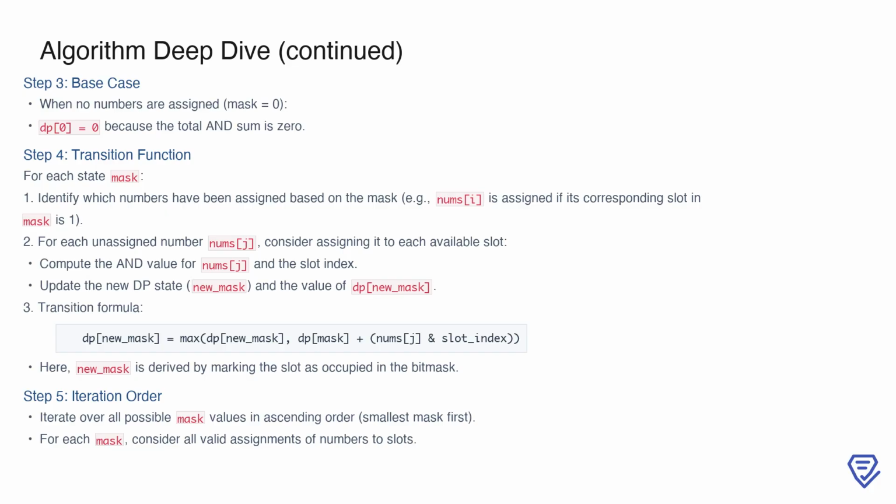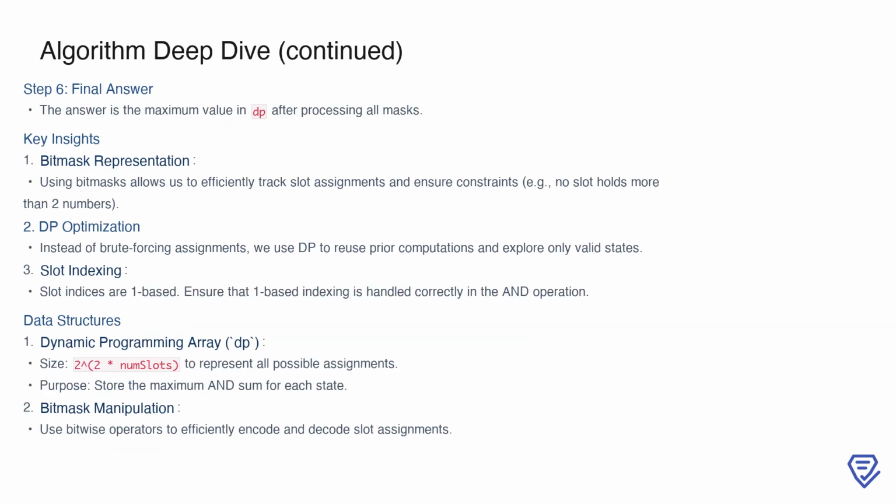This ensures that we are always considering the optimal assignment for each state. To compute this efficiently, we process all mask values in ascending order, ensuring smaller masks are handled before larger ones. This allows us to build up solutions incrementally without revisiting redundant computations. The final answer to the problem will be the maximum value in the DP array after processing all possible masks. This represents the best possible AND sum across all valid assignments.